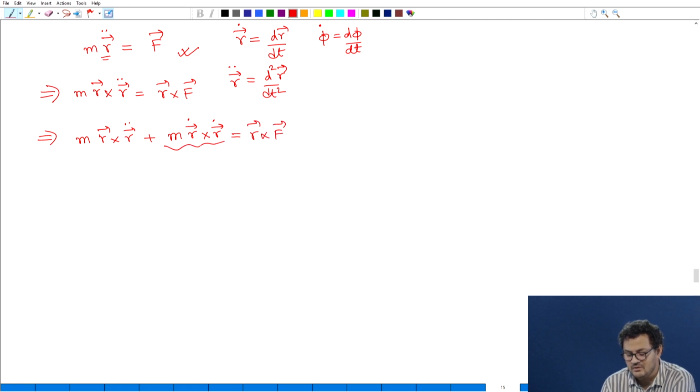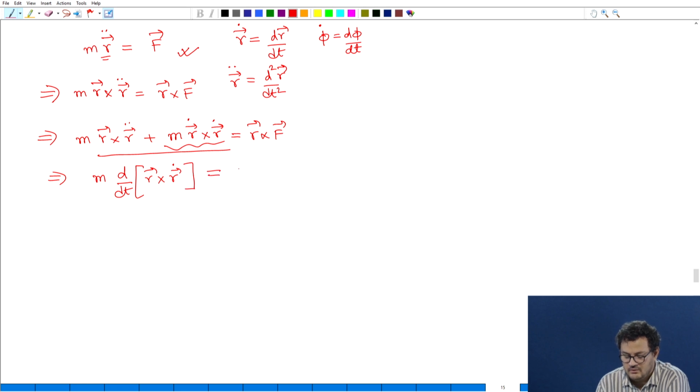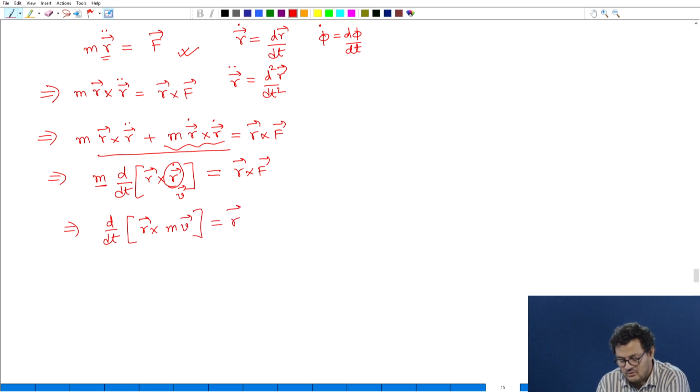This is actually 0 because the cross product of two identical vectors is always 0. And then if I put this in a compact form, this is d/dt of r cross r dot vector, which is equal to r cross f. And what is r dot vector? This is v vector. So I can take m inside because this is just a constant. So d/dt of r cross mv is equal to r cross f.